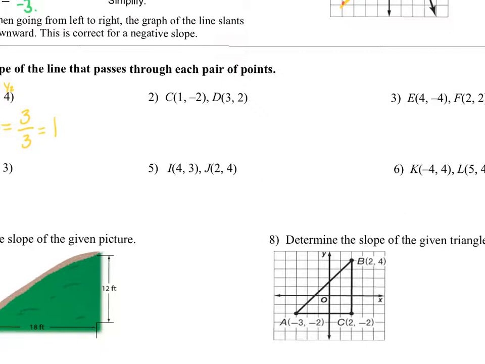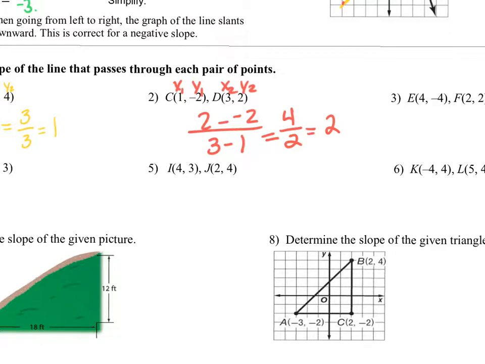Okay, so look at this next point. We're going to say x1, y1, x2, y2. So 2 minus negative 2 over 3 minus 1. So 2 minus negative 2 is 4. 3 minus 1 is 2. I would simplify this to 2 because you can put it over 1. Does that make sense? So a whole number can go over 1 anytime we want to do that.